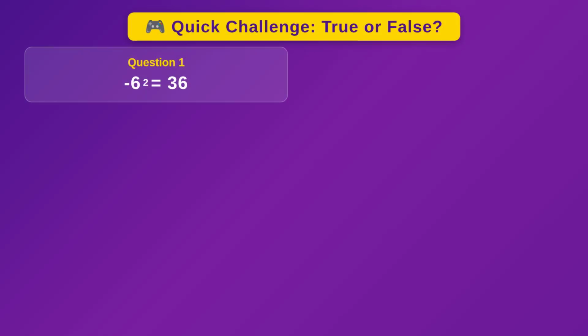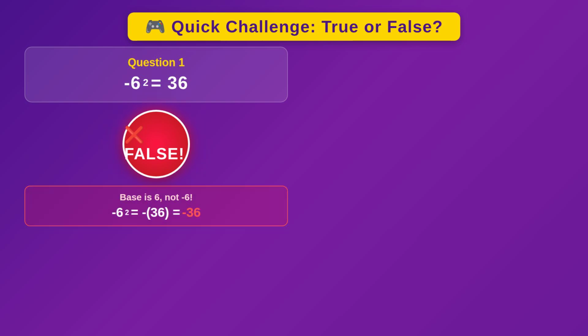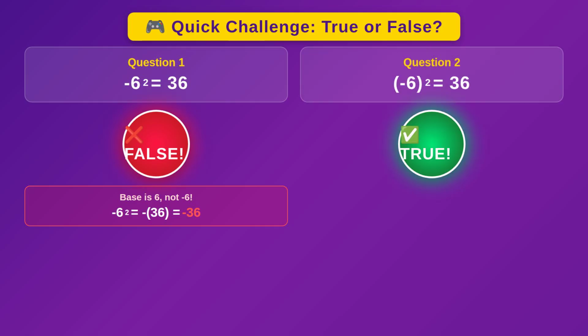Time for a quick challenge. Maya is testing you now. True or false? -6 squared equals 36. Think before you answer. False. -6 squared, without parentheses, means the base is 6. 6 squared is 36. Then we apply the negative, giving us -36.